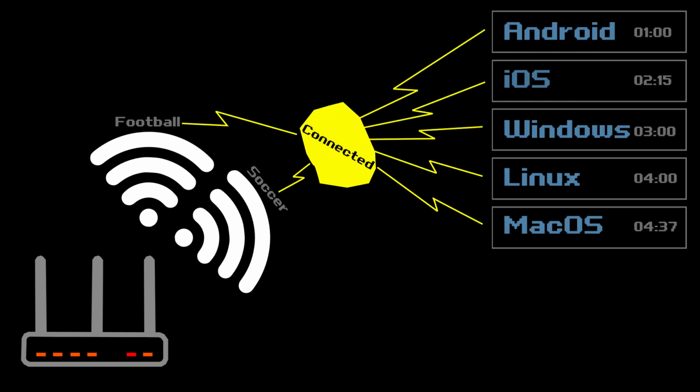All right, let's begin. I have set up two Wi-Fi networks, football and soccer, specifically for this video. They have different passwords. Now, I have already connected to both networks on devices we will be checking, so the passwords are saved. Now, let's see how we can find those passwords.